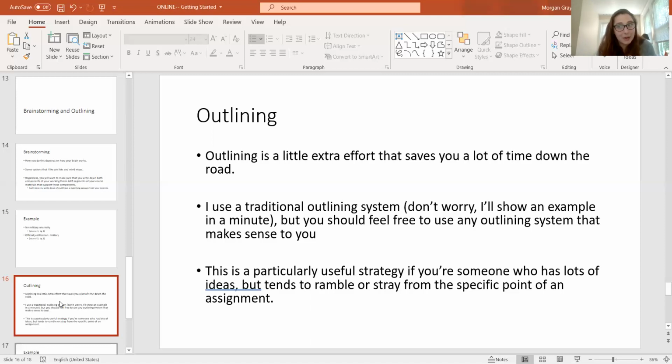This is part of why we tell you, oh, don't write your papers the night before. If you write your paper the night before, you probably don't have time to outline effectively, and your paper is going to be disorganized. Just a pro tip.